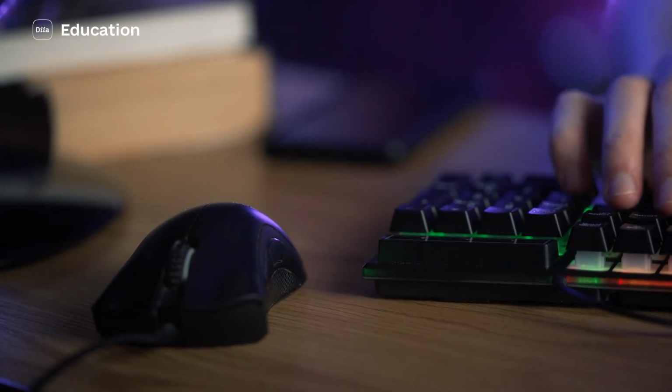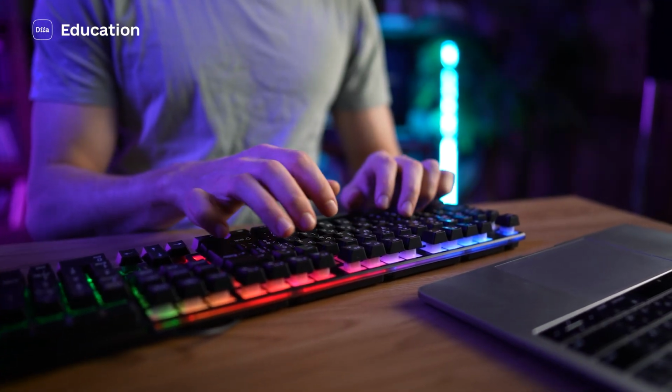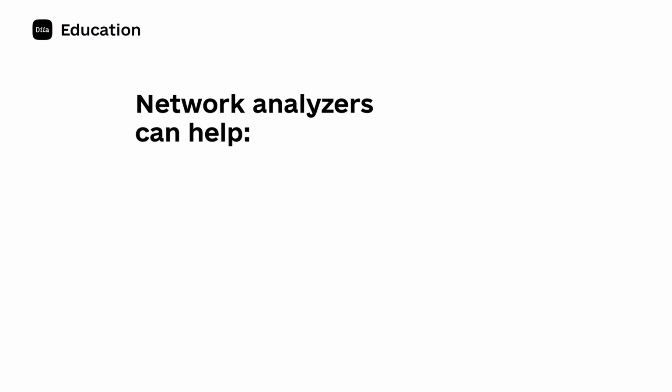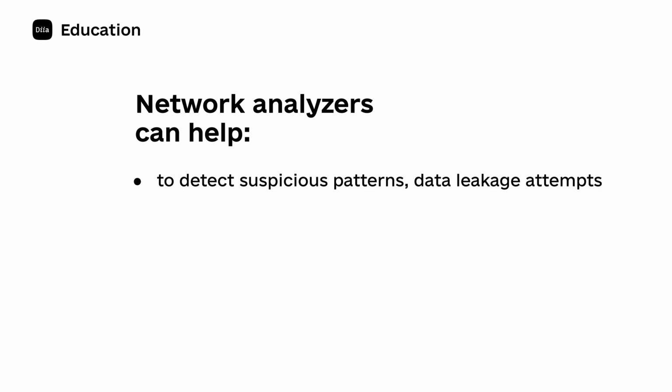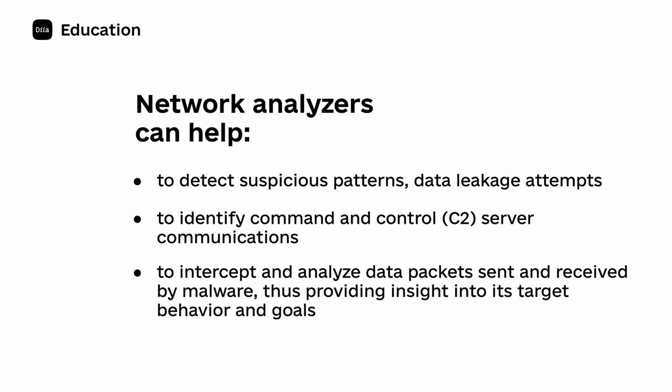The tools you use are just as important as your skills. Network analyzers are important for understanding the network behavior of malware and its data transmission methods. By monitoring network traffic, these tools can help you detect suspicious patterns, data leakage attempts, and identify command and control (C2) server communications. They also allow you to intercept and analyze data packets sent and received by malware, thus providing insight into its target behavior and goals. For example, these are Wireshark and tcpdump, which we discussed in the previous episode.